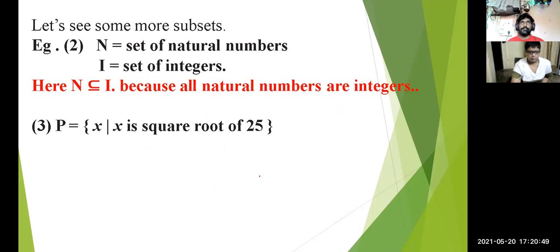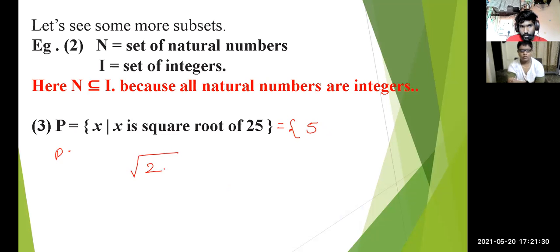Can you read this set? P is the set of x such that x is the square root of 25. Which element is in this set in listing method, can you tell me? 5. Yes. Any other? It has to be the square root of 25, not 25. The square root of 25 is 5. Is there any other number possible? No. So it will be a singleton.